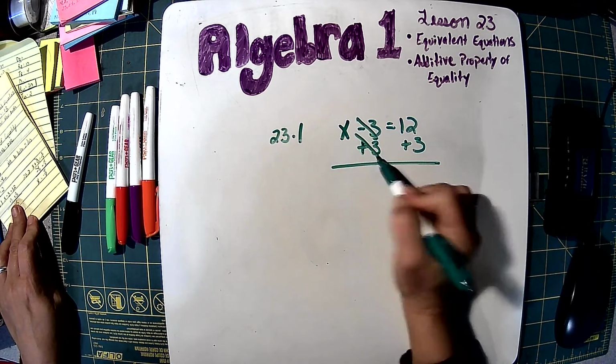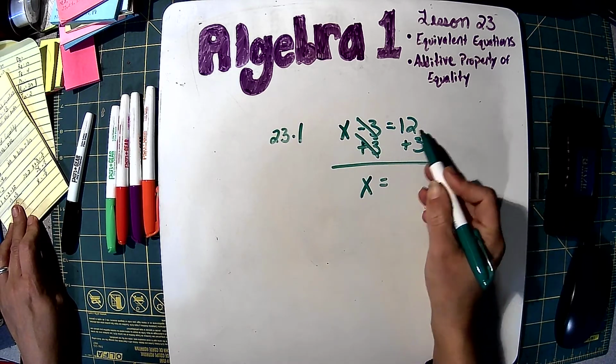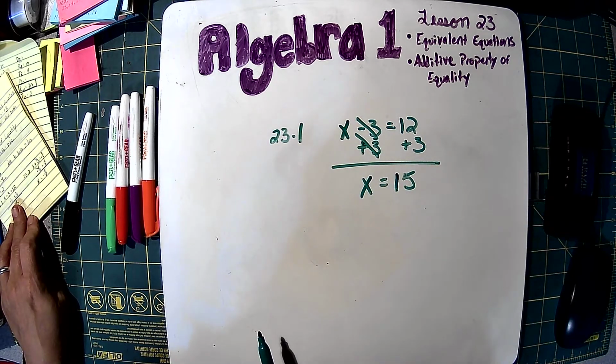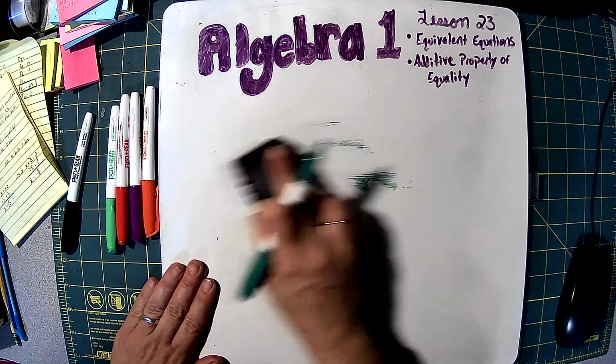These two cancel, and we get x equals 12 plus 3 is 15. X equals 15. Okay, we'll do the next one.